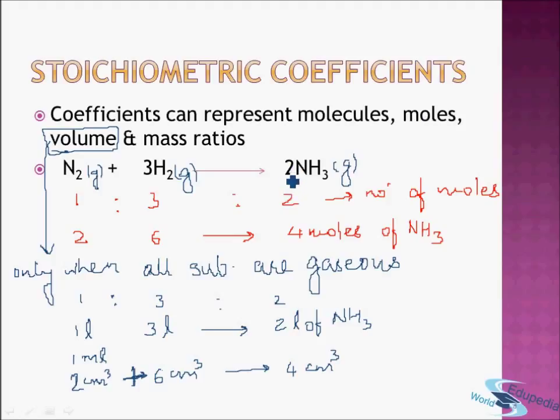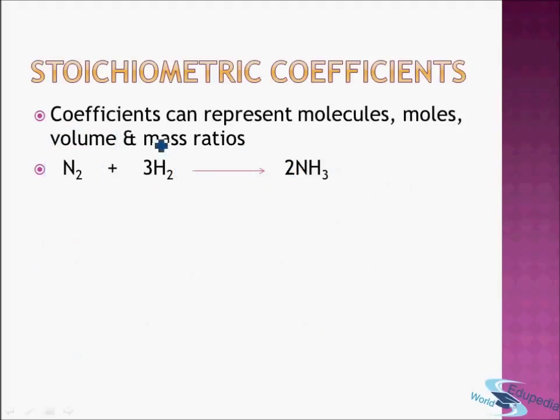Okay, now lastly I have written here mass ratio. Actually this is not true. I only wrote it because this is what confuses students. They often assume that the ratio of stoichiometric coefficients, that is 1:3:2, also represents mass ratio. So that is not true. Alright. So if you find it written somewhere in a book, textbook, ignore that. Okay, it is wrong. This does not represent mass ratio.